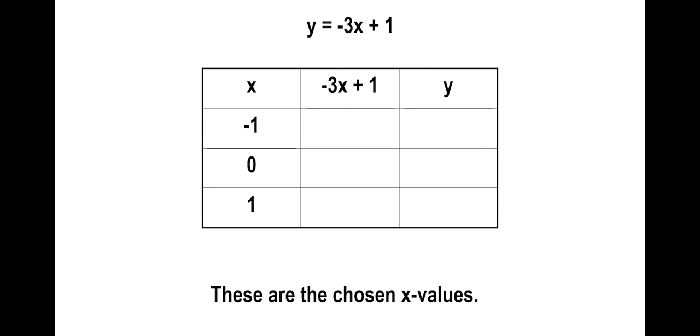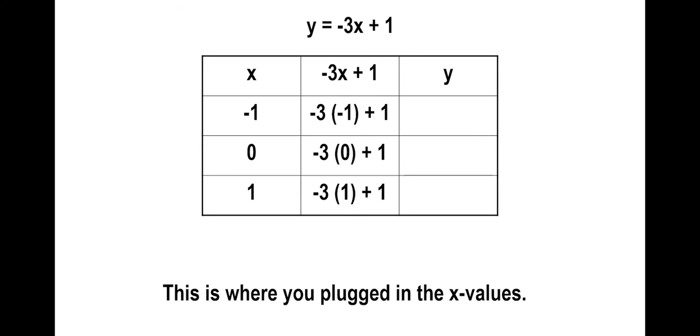Our next example, we are going to graph y equals negative 3x plus 1. This is in the form mx plus b, slope-intercept form. Our m is negative 3, our y-intercept is 1. So we have a negative slope, and the y-intercept is (0, 1). We plug in x values. You can choose any number, but I chose negative 1, 0 and 1 in place of x in the equation y equals negative 3x plus 1.